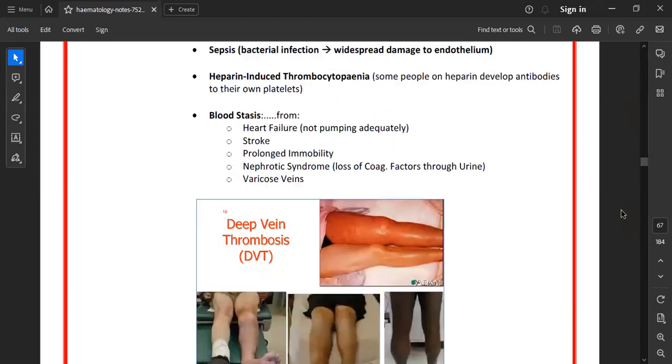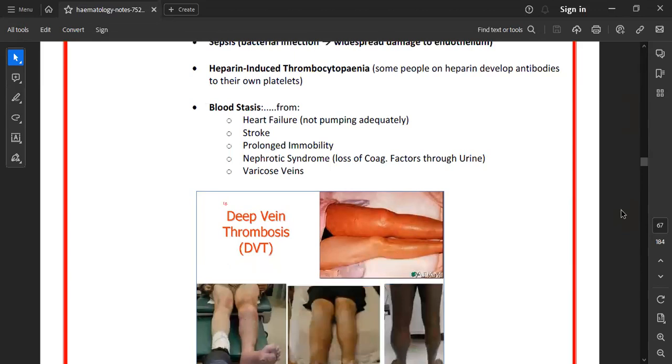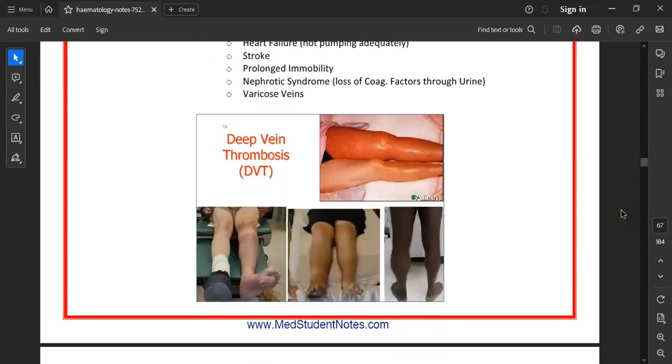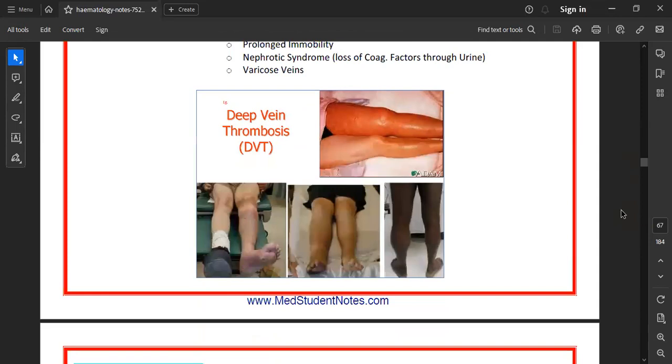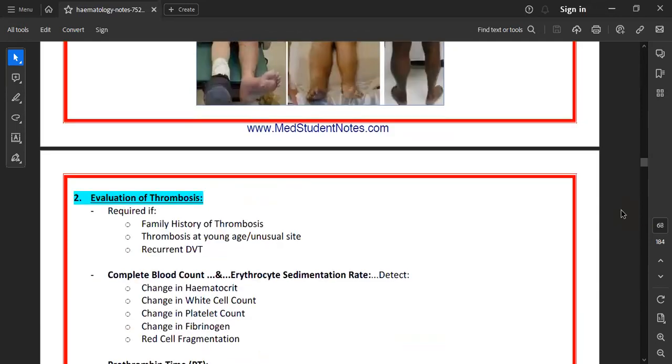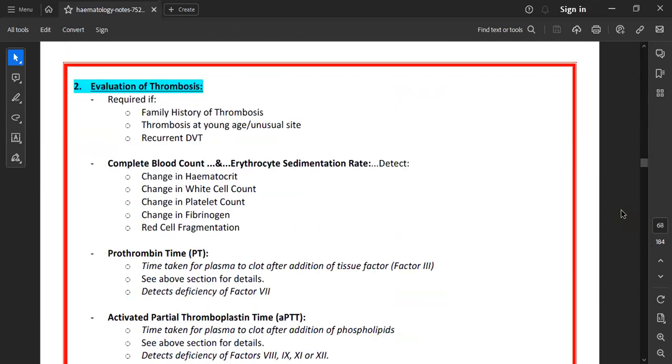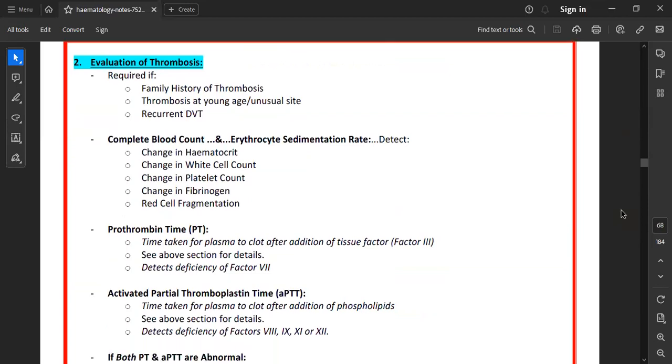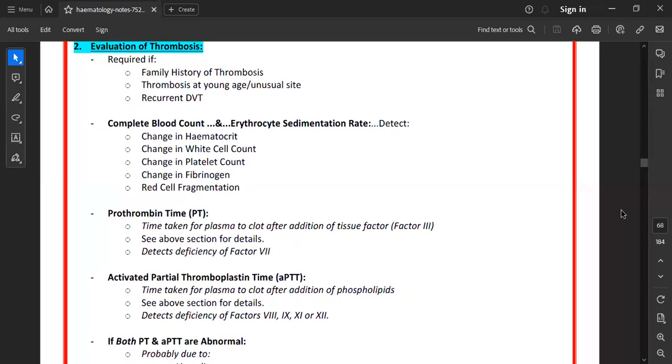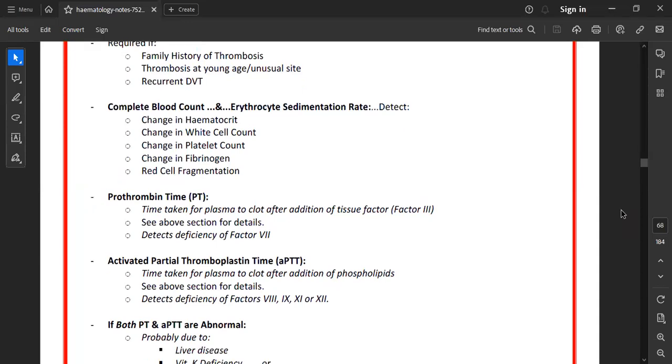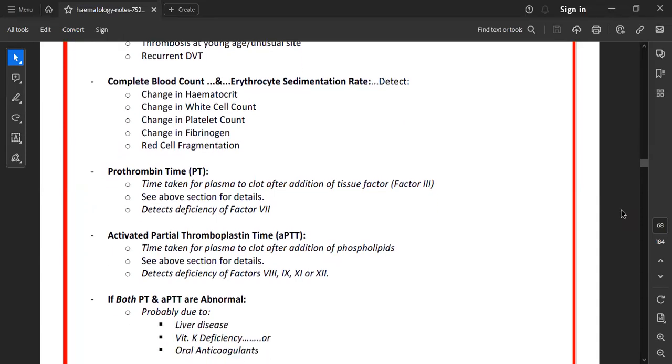Yeah. This is just photos of DVT. Patients present with a lot of edema. So to evaluate thrombosis, the tests you can do are blood count, prothrombin time, same tests. PT and APTT are important. You need to check for them.